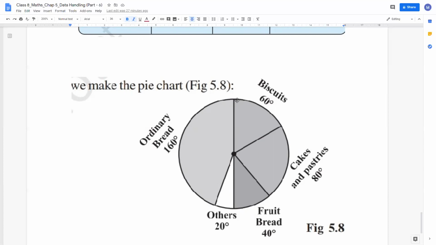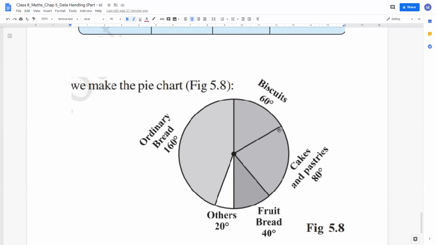Now for the second one, biscuit, 60 degrees. I am keeping the protractor on this radius and measuring an angle of 60 degrees here, so you will get the new radius. This sector of the circle has a central angle of 60 degrees. So biscuit corresponds to 60 degrees in the circle.